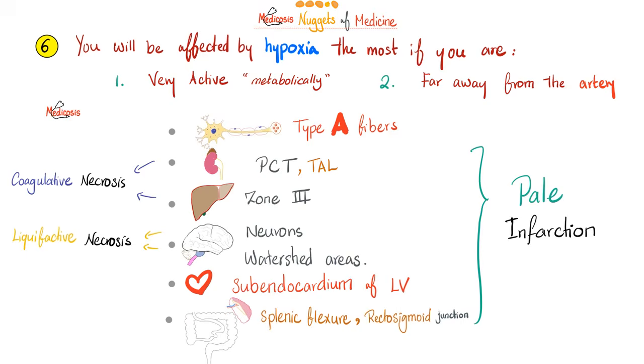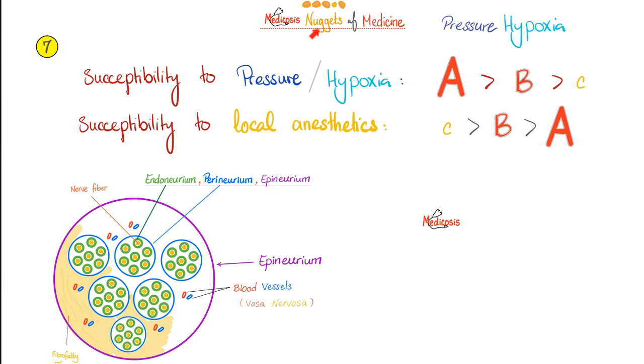Nugget number 6: you will be affected by hypoxia the most if you are very active, metabolically speaking, and far away from the artery. That's why type A fibers are the most affected by hypoxia. The combination of nuggets 5 and 6 will give you nugget number 7. Susceptibility to pressure and hypoxia affects type A fibers more than B more than C, but to local anesthetics it's the other way around. Because type C fibers are the thinnest, type A are the thickest.